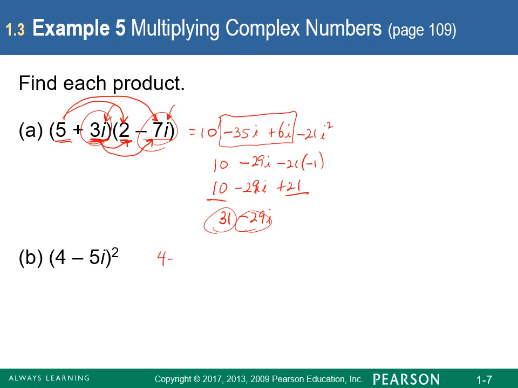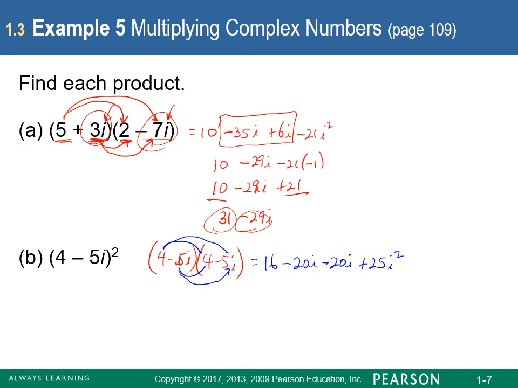The next one is the same sort of thing. We have 4 minus 5i multiplied by 4 minus 5i. So we're going to multiply 4 times 4. That would be a 16. 4 times negative 5i is negative 20i. Negative 5i times 4 is negative 20i also. And then negative 5i times negative 5i is positive 25i squared.